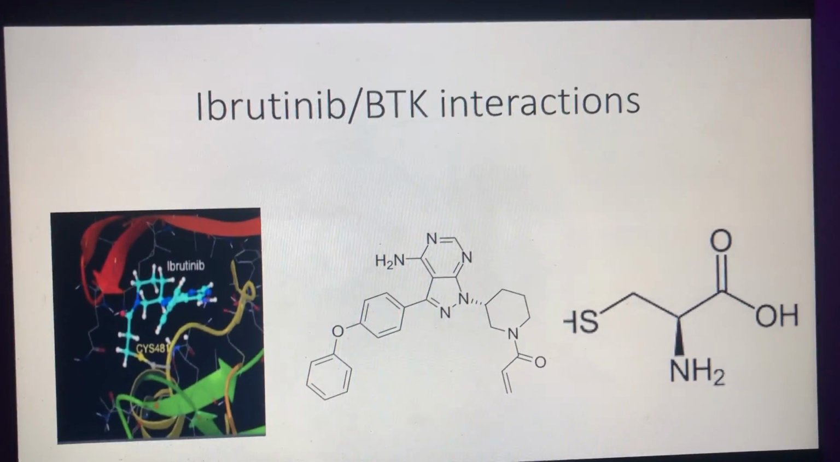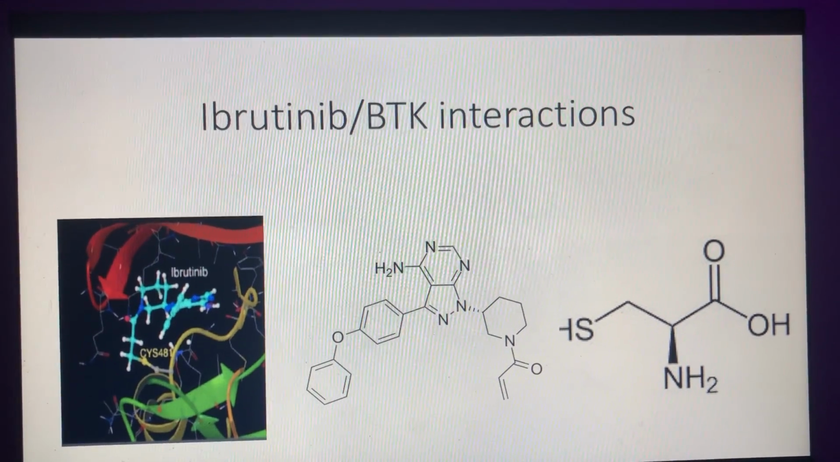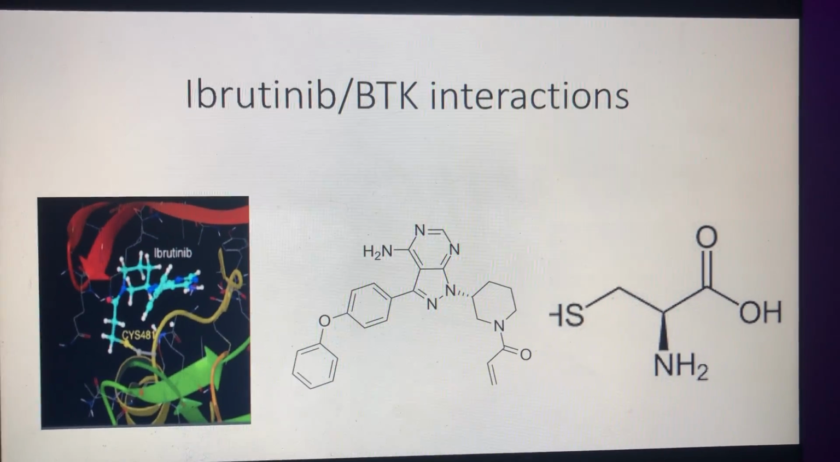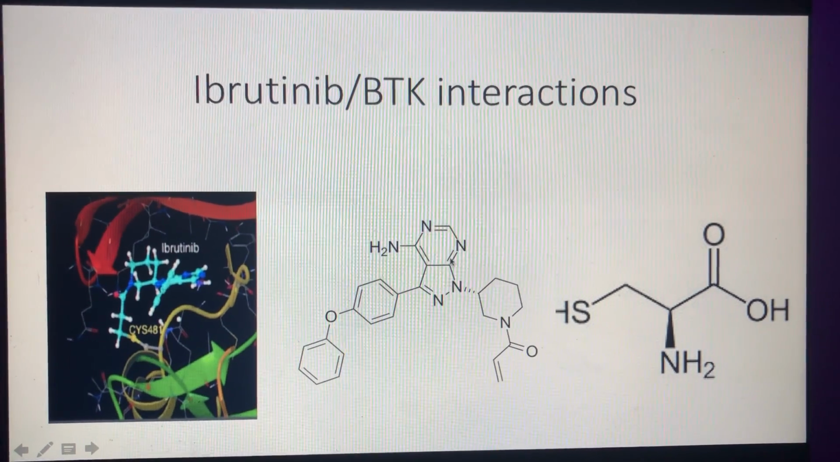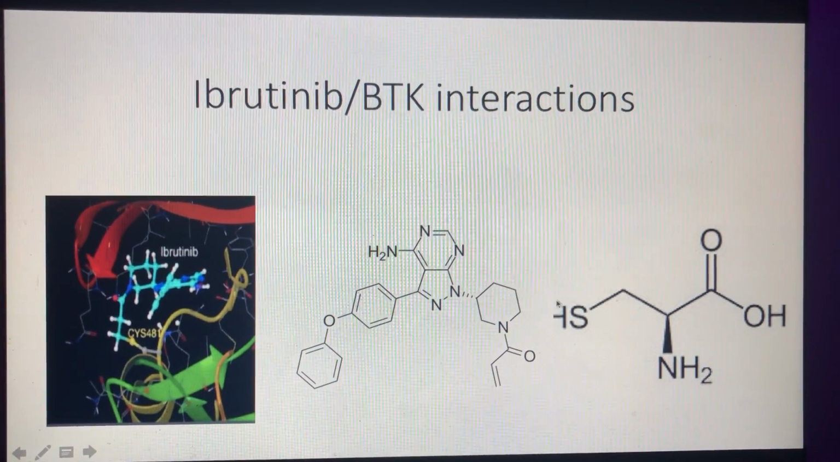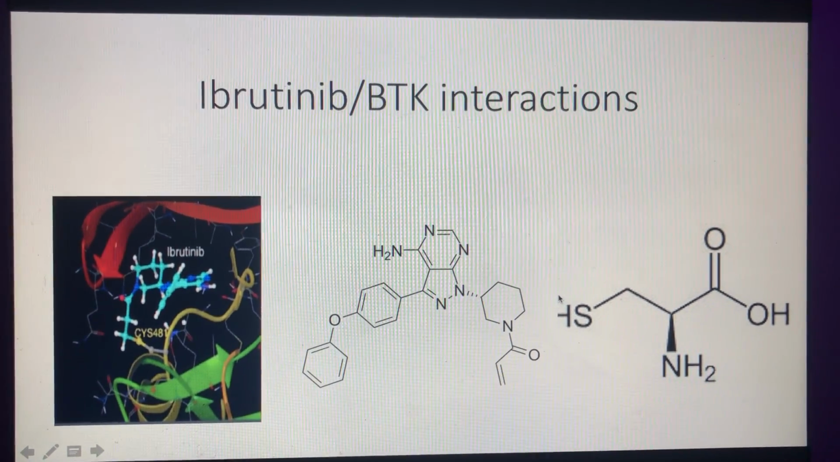And then this slide here is just to show you which part of the drug binds to which part of cysteine. So the acrylamide group up here is what will bind with the sulfur of the cysteine molecule, resulting in inhibition.